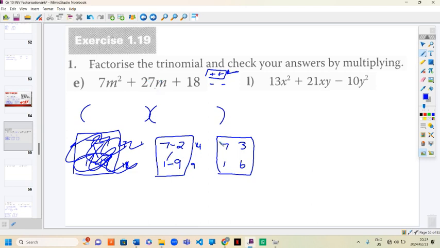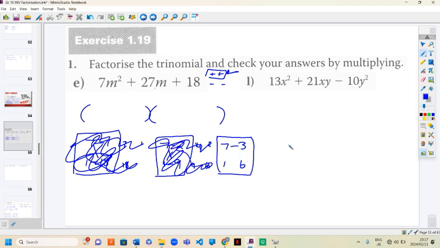Let's try 1 and 2. It's 2 and 7 and 9. That is going to be 63, and 63 and 2 is never going to give me 27. So I know it's not going to be that box of combinations. Alright, let's try this one.